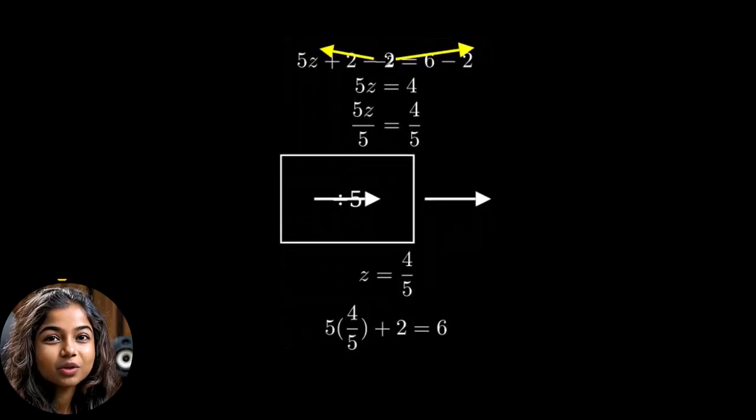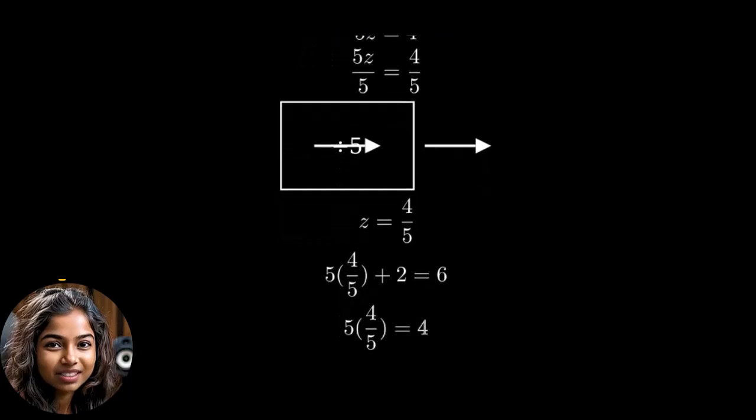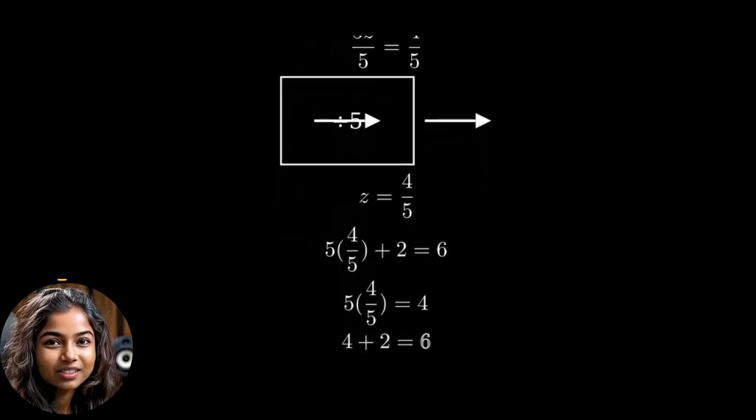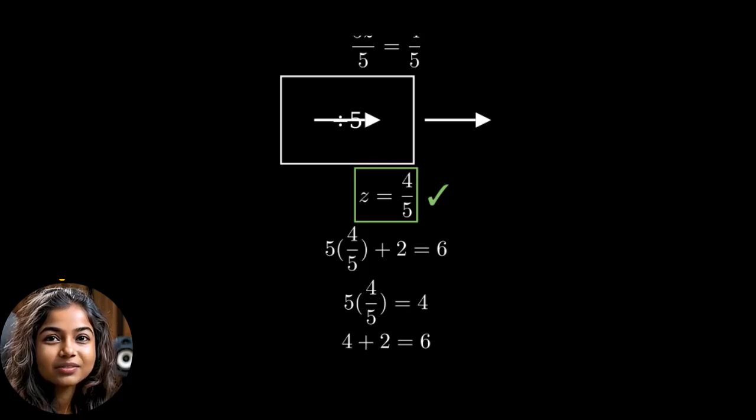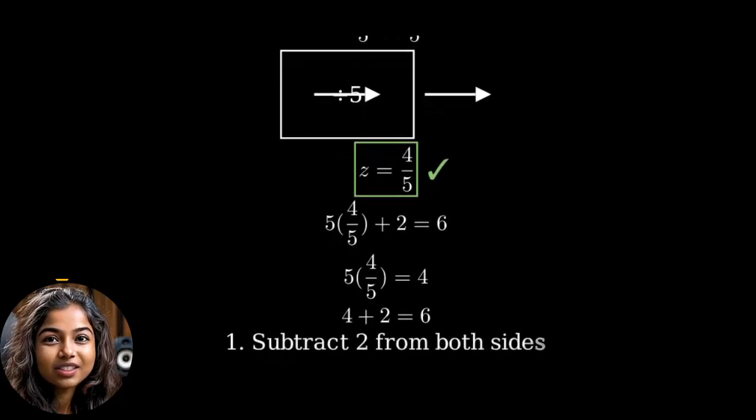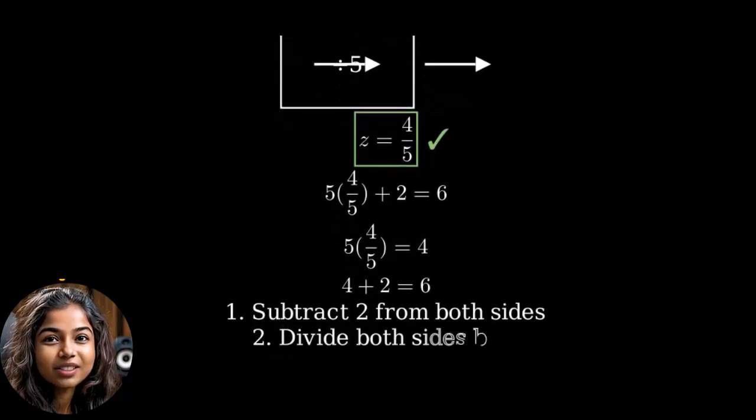We can verify this is correct by plugging 4/5 back into our original equation. Let's check our work. 5 times 4/5 equals 4, plus 2 equals 6. Therefore, our solution z equals 4/5 is correct. In summary, we solved this equation by first subtracting 2 from both sides, then dividing both sides by 5.